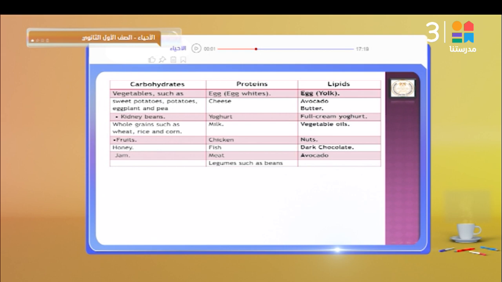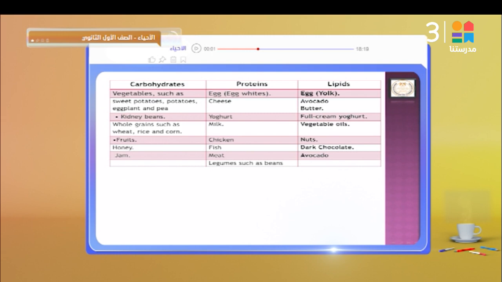Carbohydrates, proteins, and lipids. Carbohydrates are found in sweet potatoes, eggplant and peas, kidney beans, whole grains such as wheat, rice, and corn, fruits, honey, jam. Proteins are in egg, cheese, yogurt, milk, chicken, fish, meat, legumes such as beans. What's the meaning of the legumes? البقوليات such as beans, peas, lupins اللي هو الترمس.